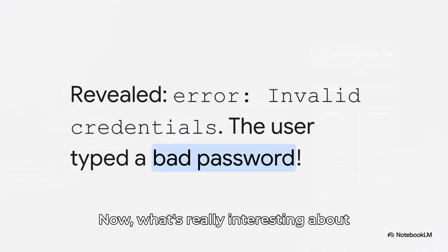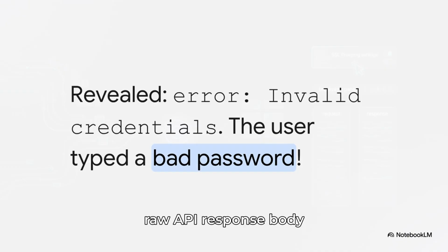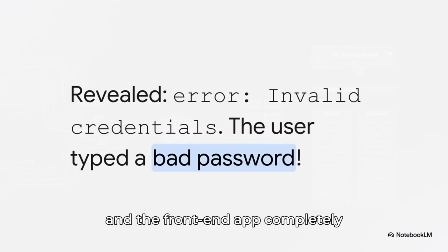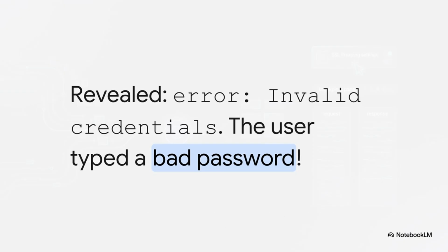Now, what's really interesting about this slide is the raw API response body that Charles decrypted for us. Take a look at that JSON payload. Error, invalid credentials. So the root cause isn't a server crash, and it isn't some weird networking bug. The user just typed in a bad password, and the front-end app completely failed to pass that actual helpful error message to the UI. Mystery solved with hard evidence, not guesswork.